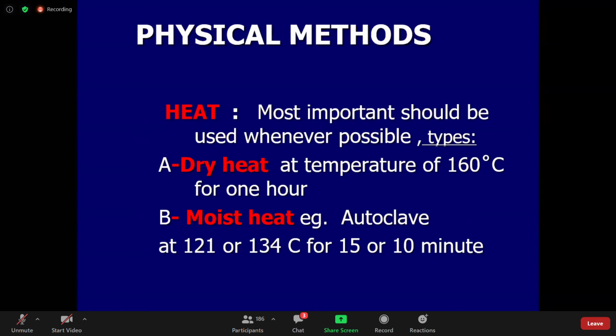Now heat, you talk about moist heat. Heat, you talk about dry heat. As I said, you talk about a temperature of about 160 for 1 hour.